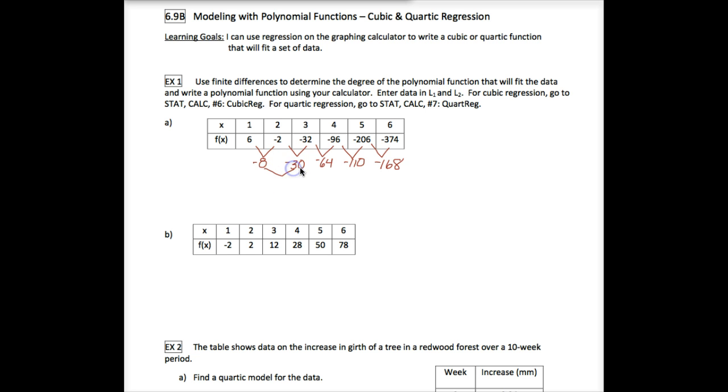So continue on. Negative 30 minus negative 8 is negative 22. Negative 64 minus negative 30 is negative 34. Negative 110 minus negative 64 is negative 46. And negative 168 minus negative 110 is negative 58. So there's our second order differences.